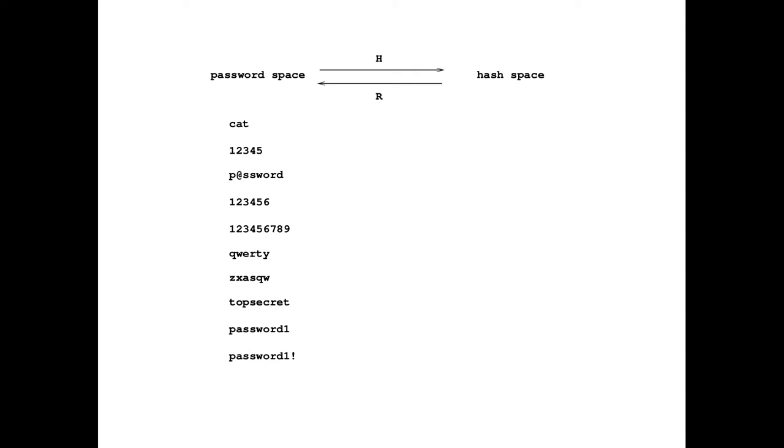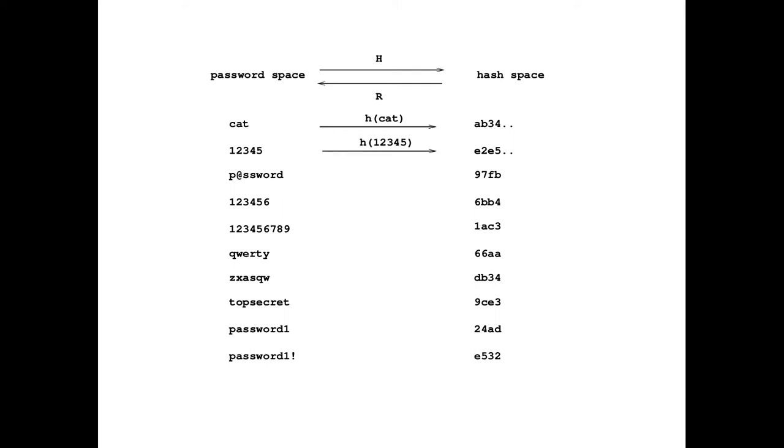We have all the passwords in the password space. Each of these passwords has a corresponding hash. The hash of cat is AB34, you know, not precisely. They're just arbitrary values, but you get the idea. So for every password, there is a characteristic hash that would be stored in the password file if you hashed it however appropriate according to the rules of the password hashing strategy that's being used for storage. The reverse function just takes a hash and turns it into some other password.